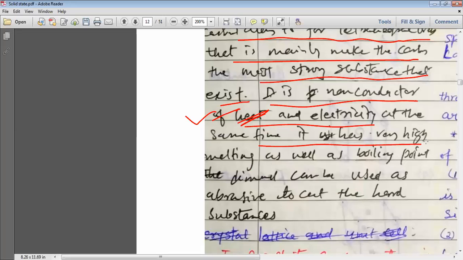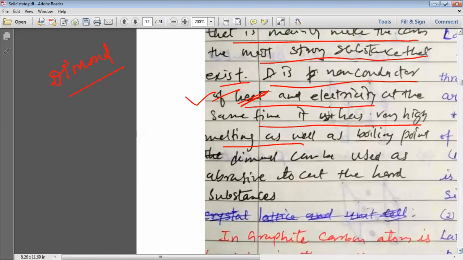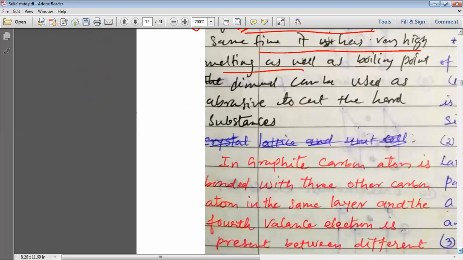At the same time, it has a very high melting point as well as a very high boiling point. Diamond can be used as an abrasive to cut hard substances. So my dear students, please understand the meaning of abrasive. Abrasives are the substances which are used in cutting tools to cut other substances. For example, diamond can be cut and polished only by diamond, but diamond is so hard that it can cut other substances very well, and that is why diamond is used as an abrasive in cutting tools.